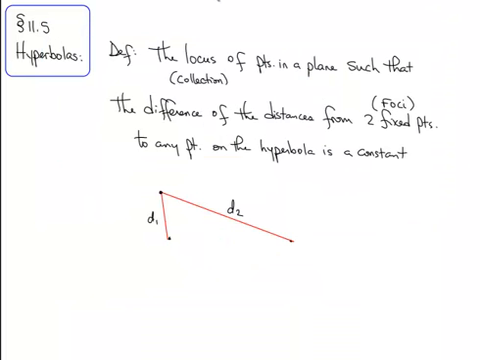Okay, let's take a look at some terminology. When we have our two foci, call this focus 1, we'll call this focus 2, and we have our hyperbola, we have our center, that's going to be h comma k like it's been for all the other conic sections.